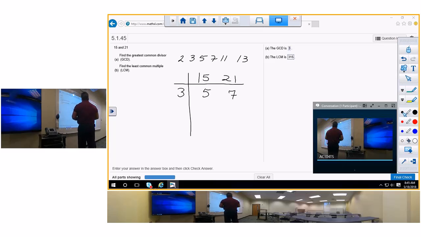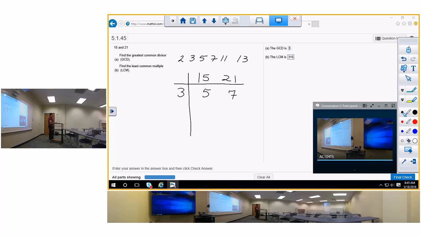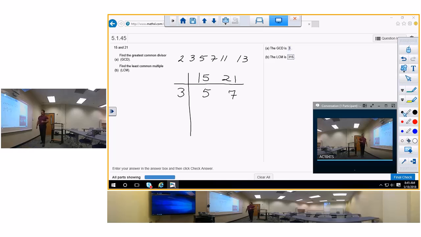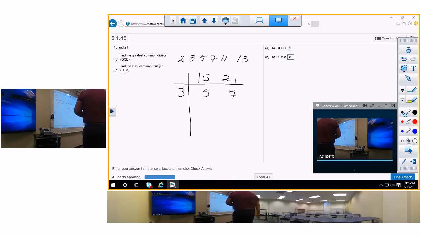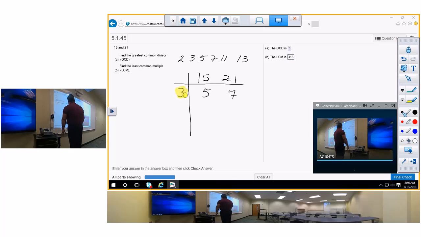Now at this point, you have the greatest common divisor. If you watch the videos, you see the definition of the greatest common divisor. The definition of the greatest common divisor is the largest number that will divide into 15 and 21. That's why it's called divisor, the greatest common divisor. The largest number that will go into 15 and 21, and that is 3. So you take your handy dandy highlighter, and you highlight the 3 because that is your greatest common divisor.